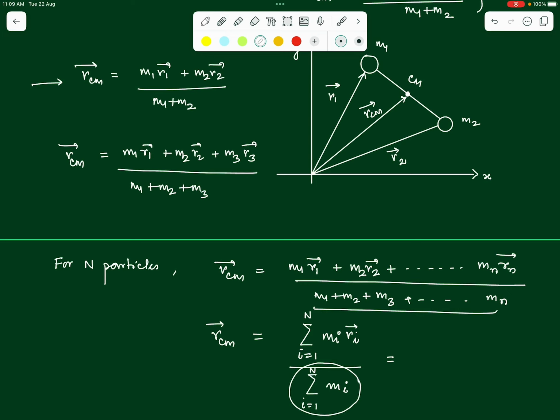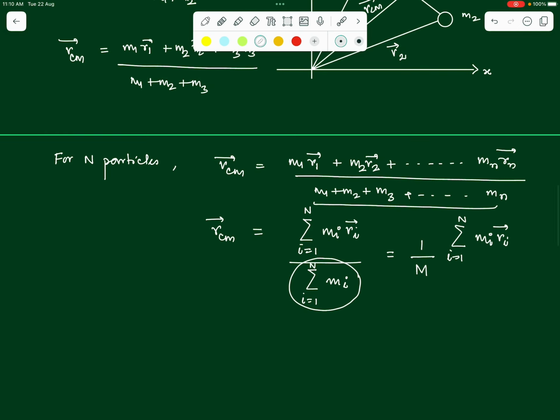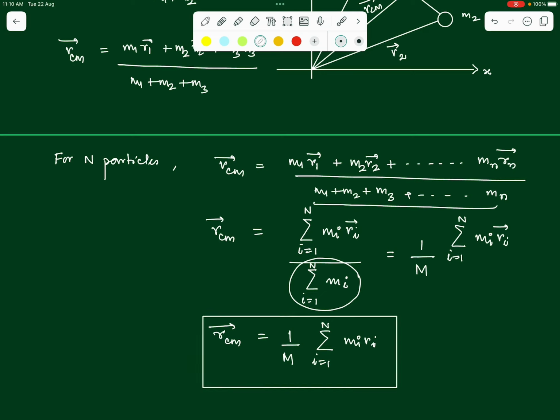So we can also write this expression as 1 by capital M, where capital M is the total mass of the body, times the summation of m_i r_i, where i runs from 1 to n. So this becomes a general expression. Let me write this down again: R_CM is equal to 1 by capital M summation m_i r_i, i running from 1 to n. This expression becomes the defining equation for the position of the center of mass for an n particle system.